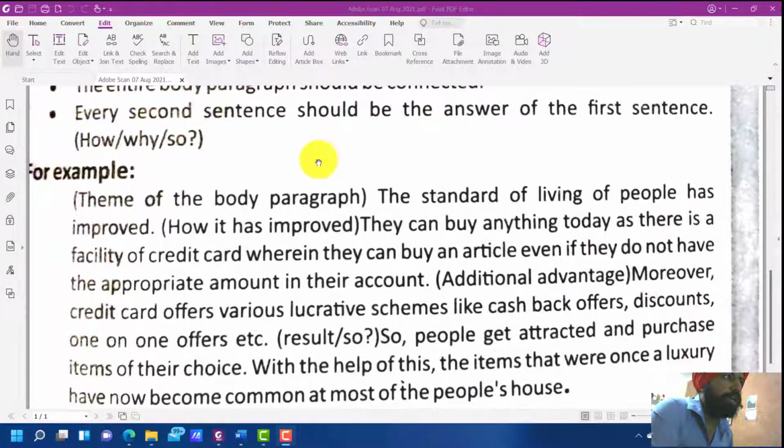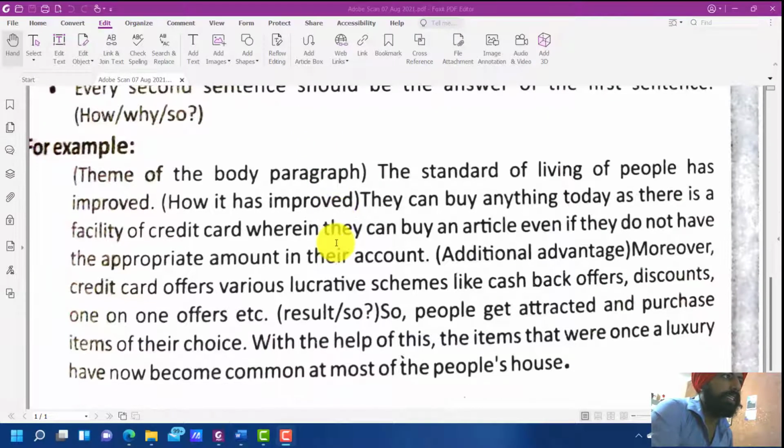So the theme of the body paragraph is, like, the standard of living of the people has improved. How has it improved? You need to define this. They can buy anything. Today there is a facility of credit card where they can buy an article even if they do not have the money. You need to define the ideas according to yourself.